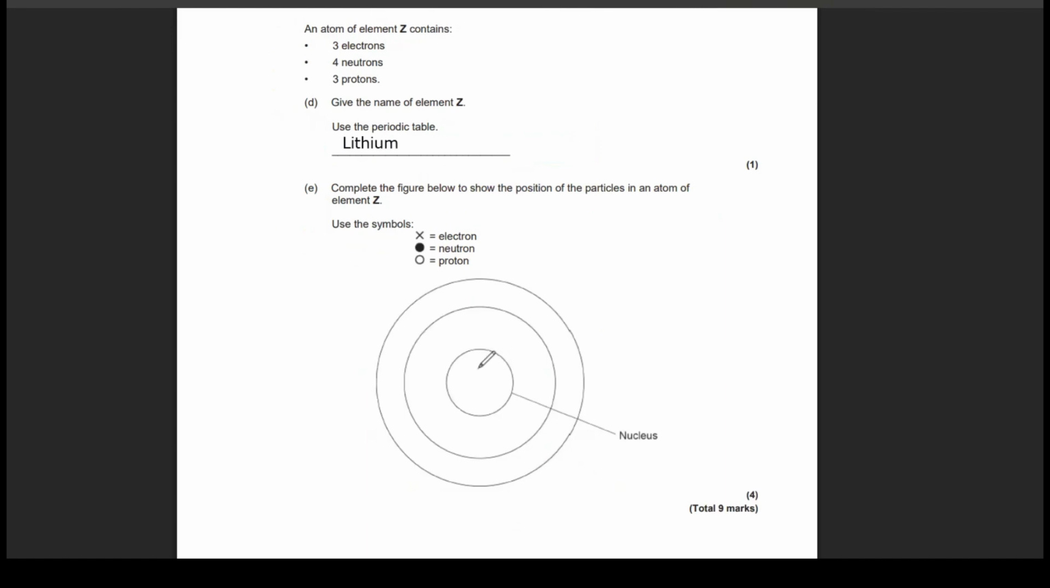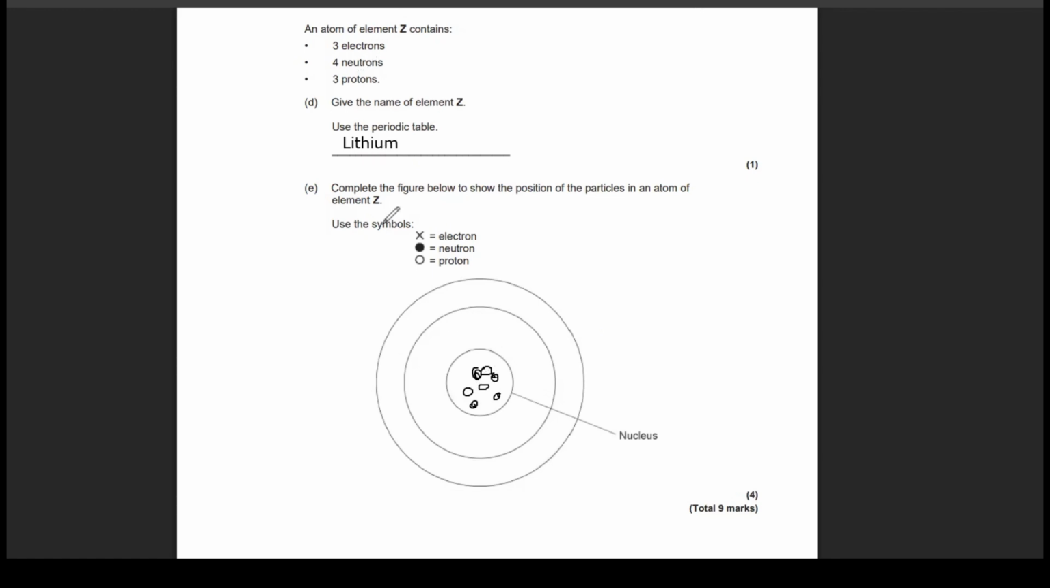We got 4 neutrons. Neutrons are always found in the nucleus. Okay, so now I'm not going to draw them all together. And then protons, you've got 3. They're found in the nucleus. So there you go. 4 neutrons, 3 protons in the right places.